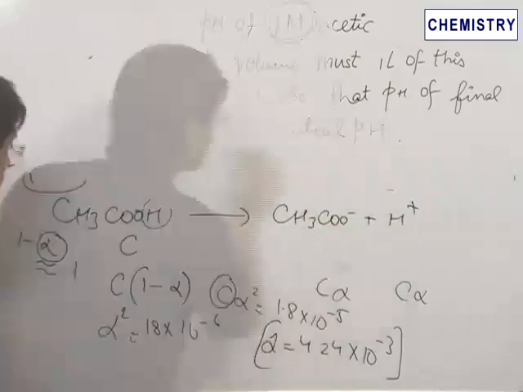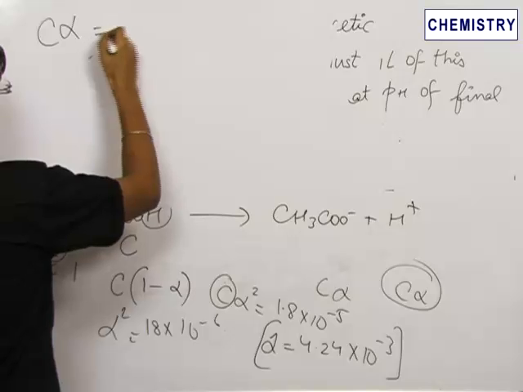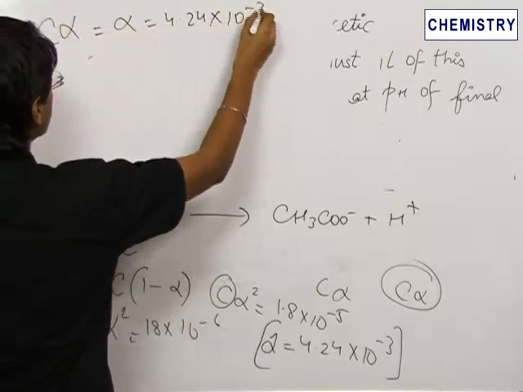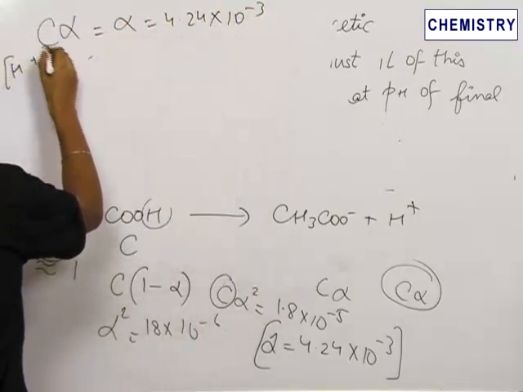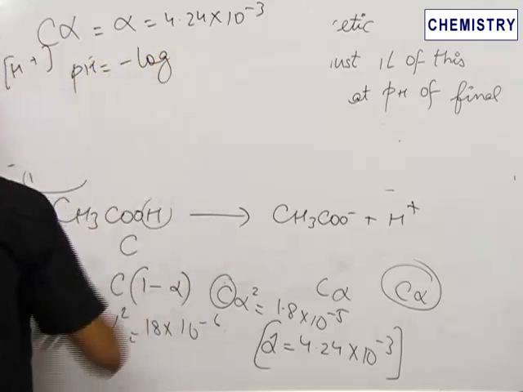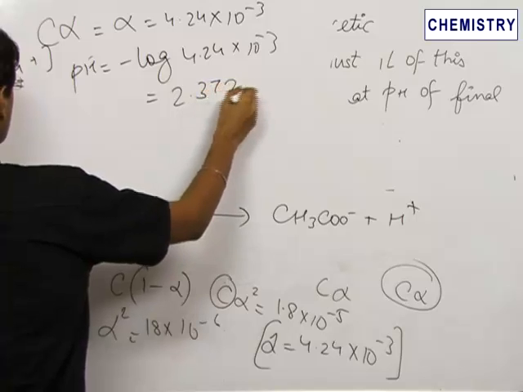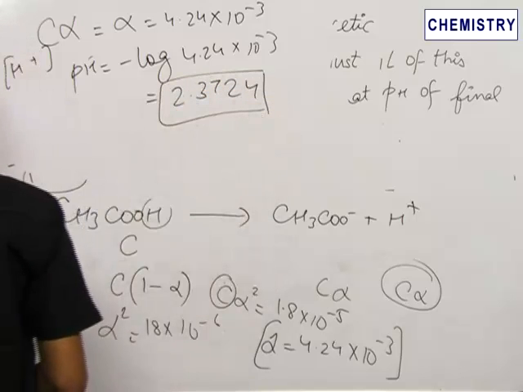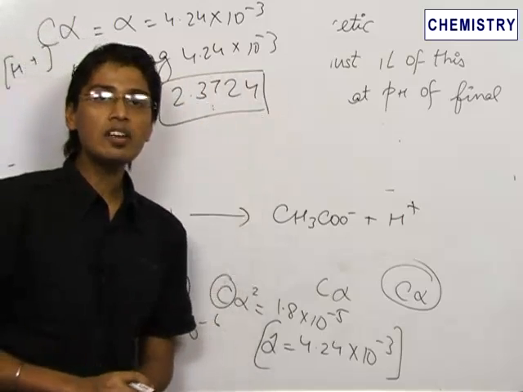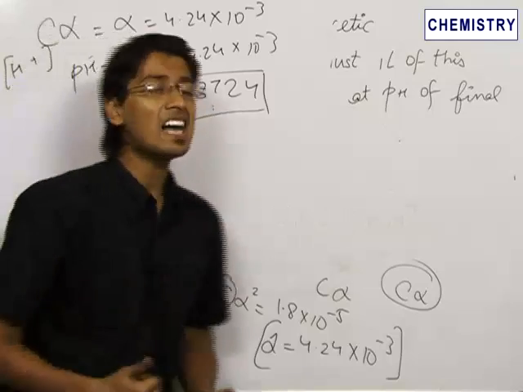Now from this reaction we can see that the H+ ion concentration is C alpha, that is alpha since C is 1, and alpha is 4.24 × 10^-3. This is the H+ ion concentration. Hence our pH will be equal to -log of 4.24 × 10^-3, and this is equal to 2.3724. Hence our pH for 1 molar acetic acid comes out to be 2.3724, which is the answer of our first part.